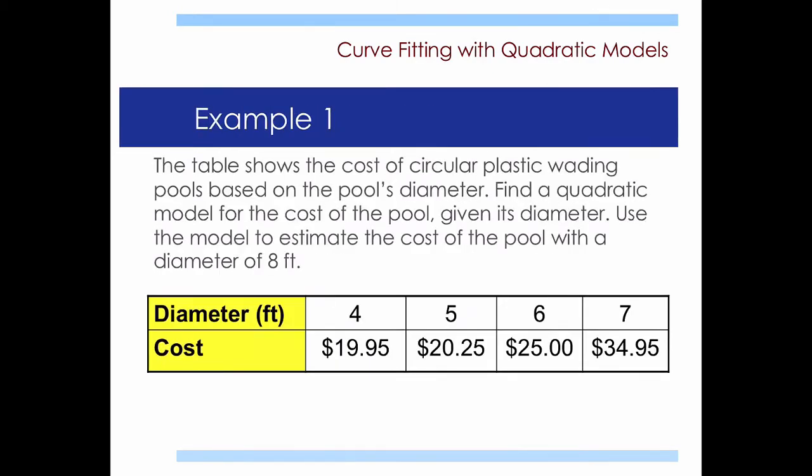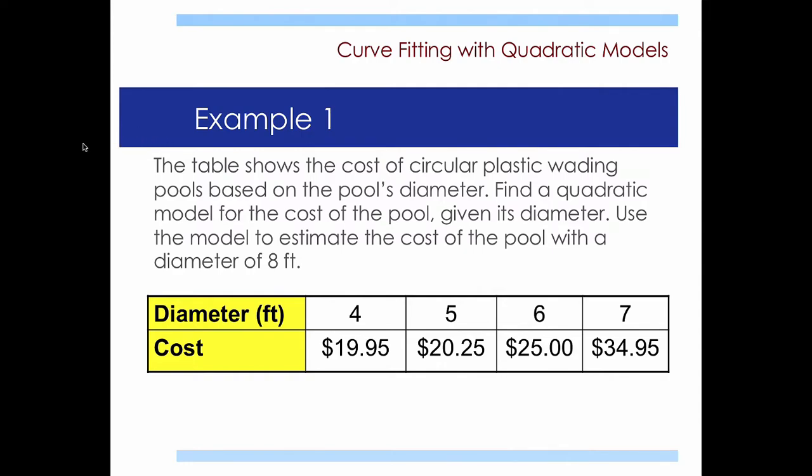So here's a table that shows the cost of a circular plastic wading pool based on the pool's diameter. So the bigger the pool, the more expensive it gets. We're asked to find the quadratic model for the cost given its diameter. Use the model to estimate the cost of the pool with an 8-foot diameter.